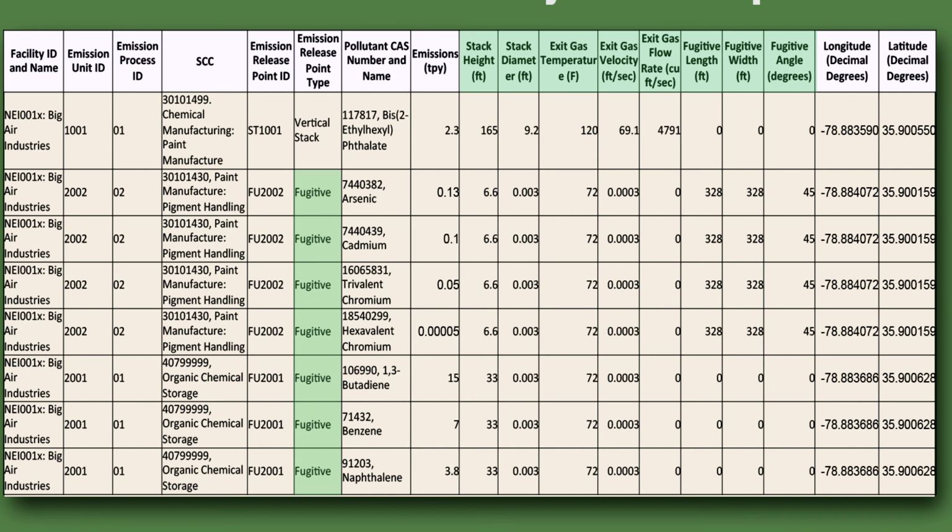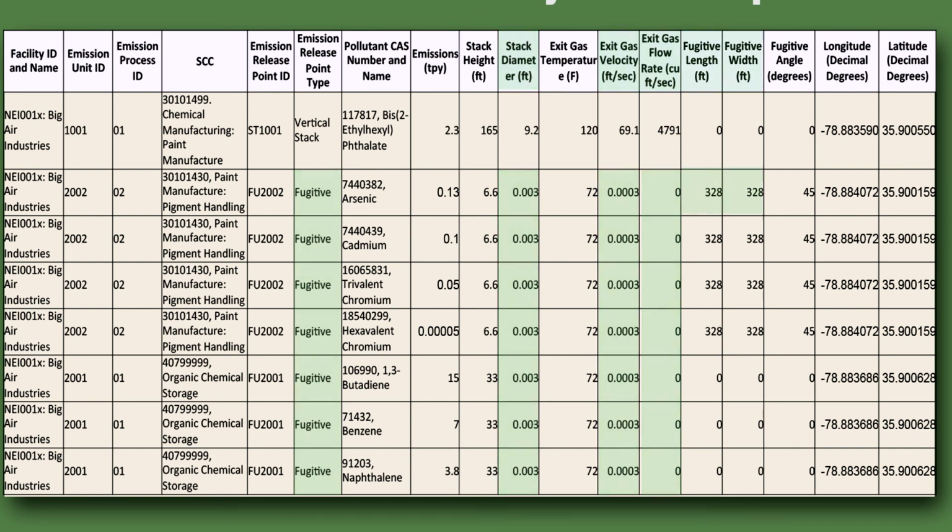For fugitive releases, you will notice that the stack parameters are included along with the fugitive parameters. For modeling, we retain the stack height, which would be your fugitive height. The stack temperature is retained. For the other stack parameters, the diameter, the velocity, and flow rate, these parameters are always defaulted to the 3 values that you see on the table. So the stack diameter for a fugitive release is 0.003 feet. The velocity of a fugitive release is always defaulted to 0.0003 foot per second, and the flow rate is always defaulted to 0.